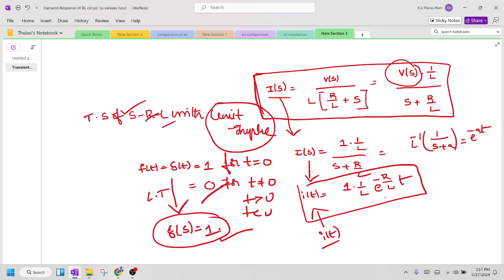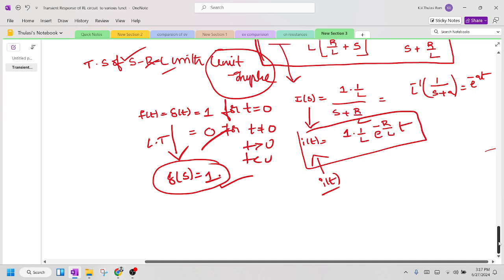Hope today you have understood the different standard test signals: unit step, unit ramp, unit parabola, and how to find the transient response, which is the expression of I(t), for these three inputs.